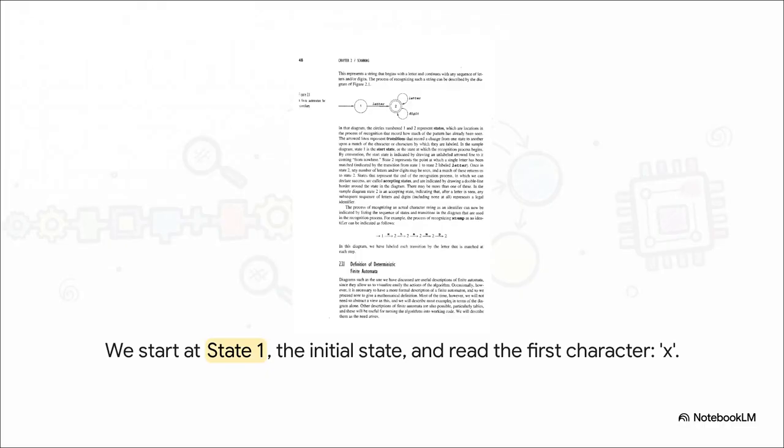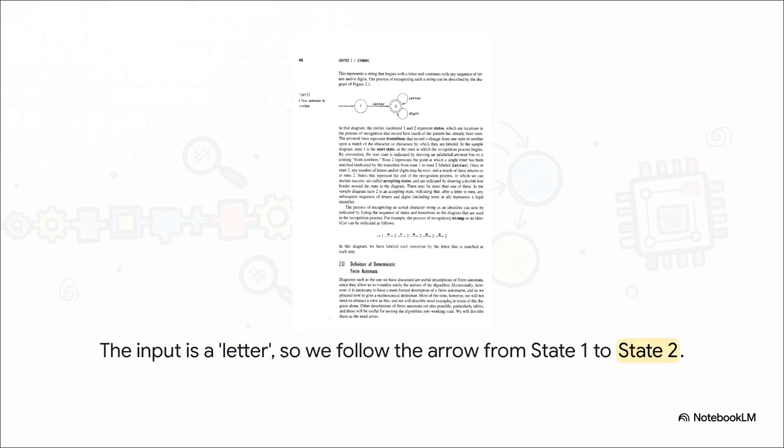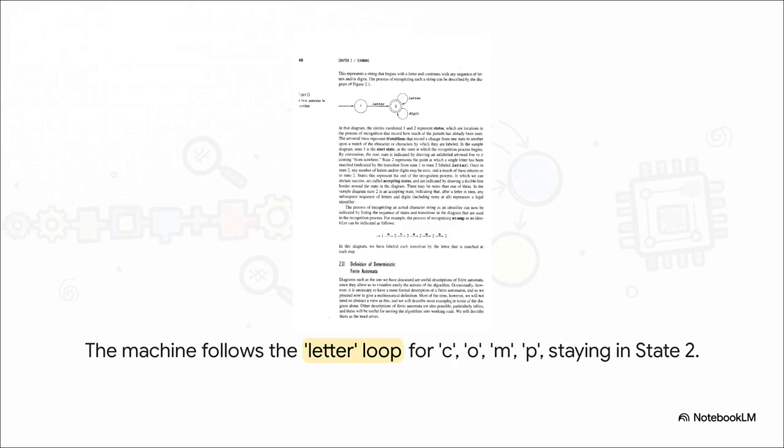All right, so here we go. The process always kicks off at the start state, which for us is state 1. The very first character the machine sees from our input string is the letter X. Now, the machine checks its rulebook. From its current location, state 1, it sees an arrow, a transition, labeled letter. Well, X is a letter, so it does what the map says. It follows that arrow and moves over to state 2. Simple as that.